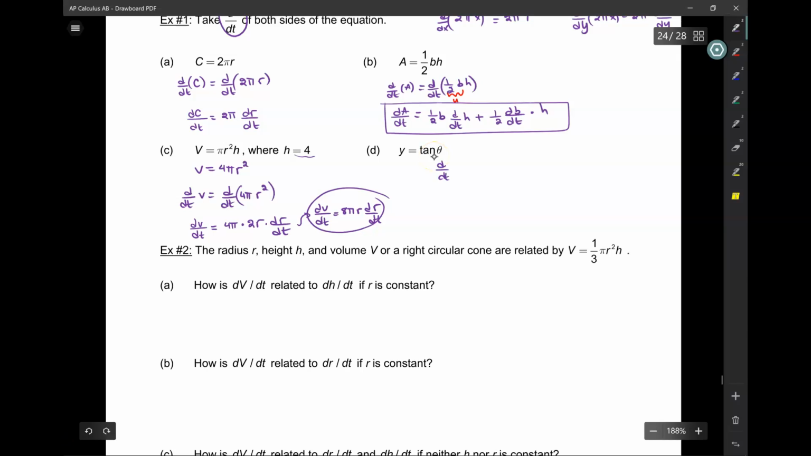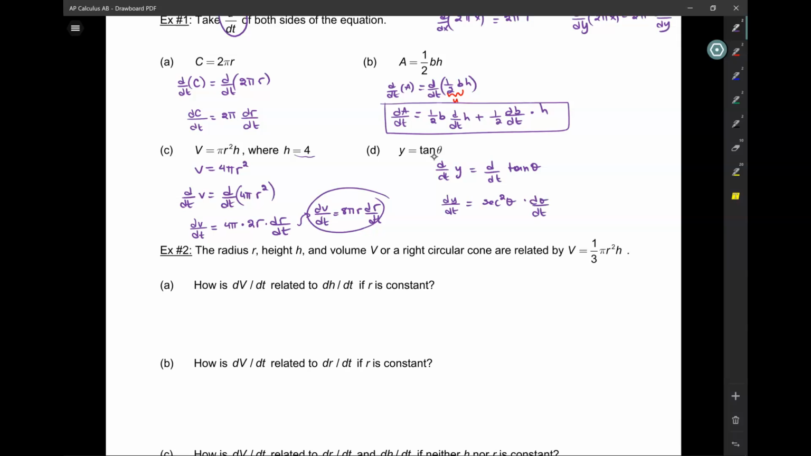d/dt of y equals d/dt of tangent of theta. So dy/dt is equal to, now we have to take a derivative of the tangent, which we know is secant squared theta. But what's the derivative of theta? d theta/dt.